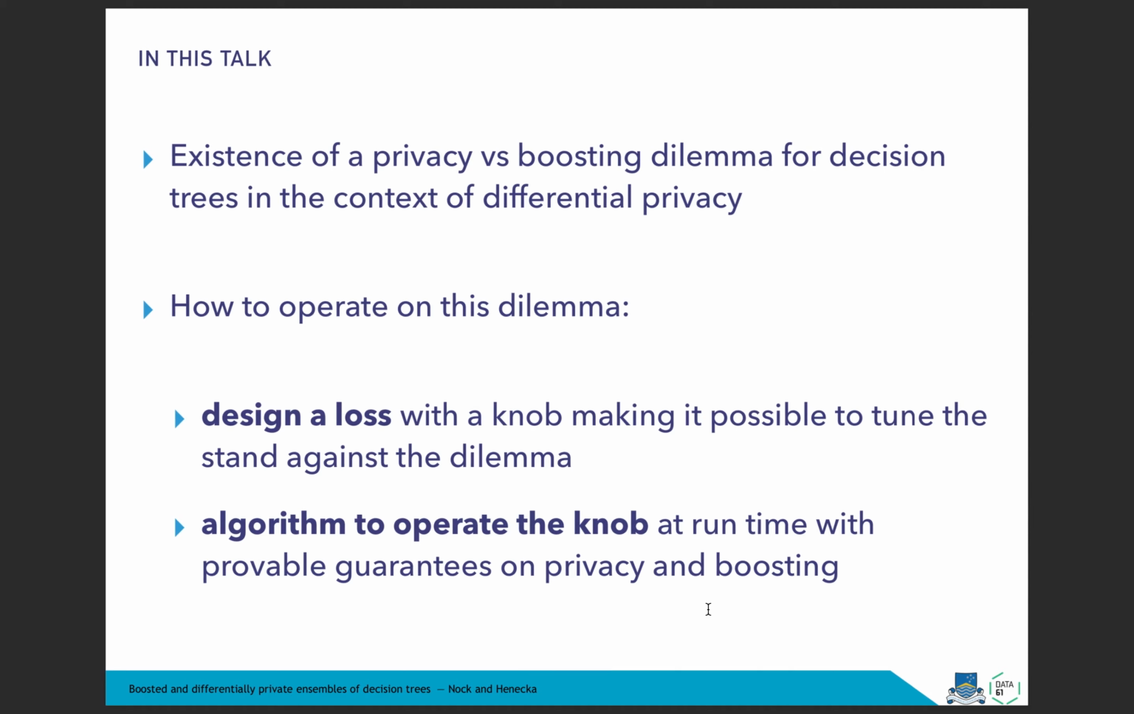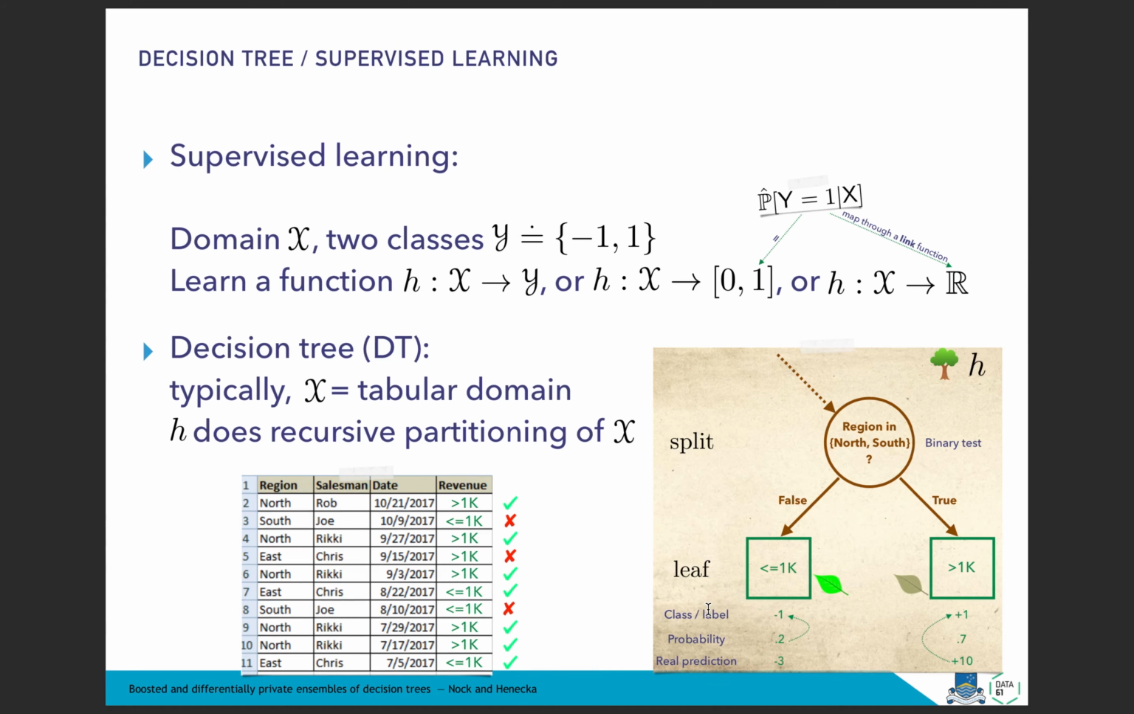The starting point of our work is the proof of a general privacy versus boosting dilemma when it comes to decision tree induction in the context of differential privacy. And we will also see how to operate on this dilemma with, first, the design of a loss with a particular knob, a knob making it possible to tune the stand against the dilemma, whether we favor more boosting rates or the spending of a privacy budget. And we will also see a way to operate this knob at runtime automatically with provable guarantees on privacy and boosting. So let's first review what are decision trees and supervised learning more generally.